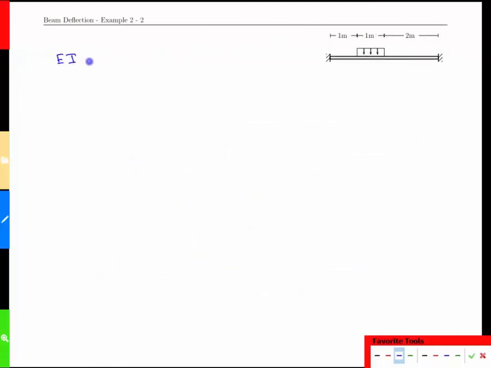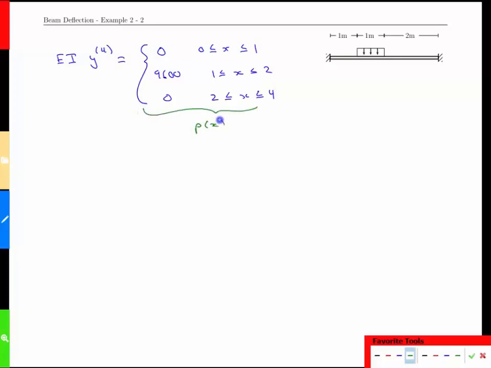Writing out our differential equation in more detail here, we're going to have a 3-element piecewise function for our load. We have 0 when x is between 0 and 1. We have a load of 9,600 newtons, that was on the previous page, when x is between 1 and 2, and the load returns back to 0 for the last part of the beam. That is our P of x in newtons per meter.